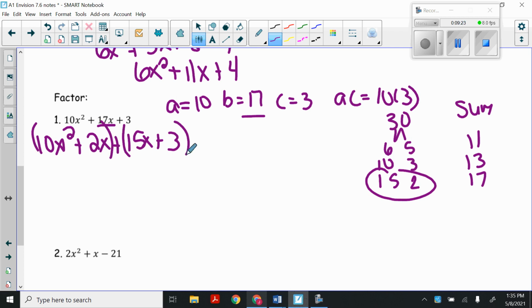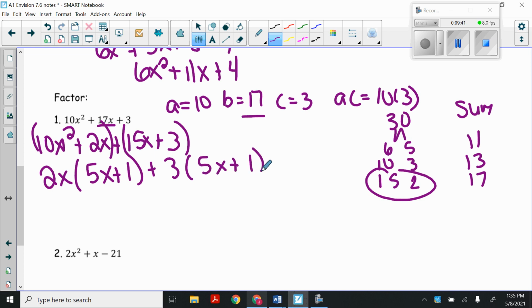The first set, 10x squared plus 2x, I can take a 2x out of both of them. When I divided 2x out, I get 5x plus 1. Now 15x plus 3, I can pull a 3 out of both of them. 15x divided by 3 leaves me with 5x. 3 divided by 3 leaves me with plus 1.